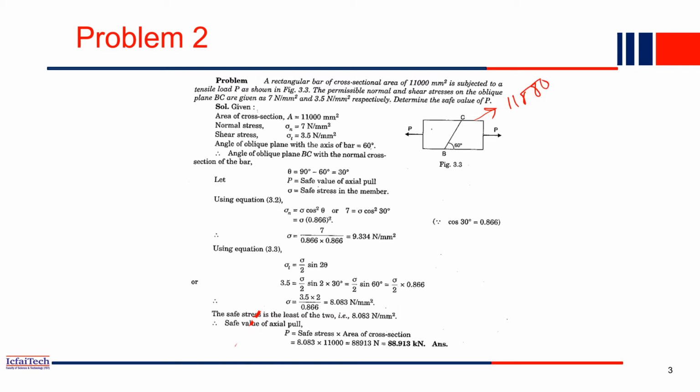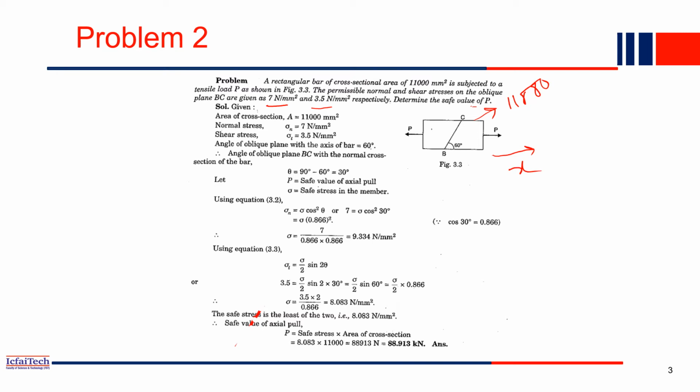P is applied, so a tension force is applied. Now the permissible normal and shear stress on an oblique plane. This is the oblique plane, which is 60 degrees from horizontal. The permissible normal and shear stress on the oblique plane are given as 7 Newton per mm square and 3.5 Newton per mm square. Determine the safe value of load P. So what is the question here? This is the oblique plane they considered, and the angle is 60 degrees from the x-axis. So this is your x-axis. This angle is 60 degrees with respect to the x-axis.